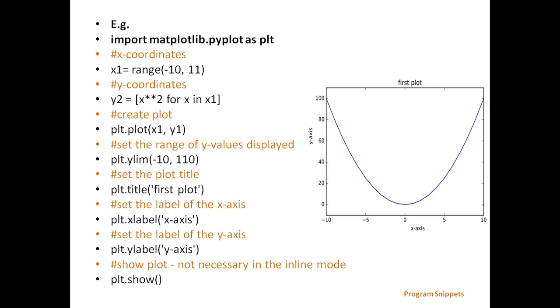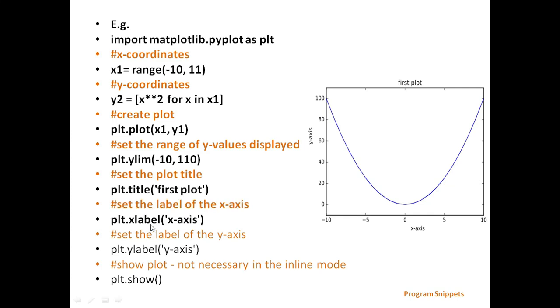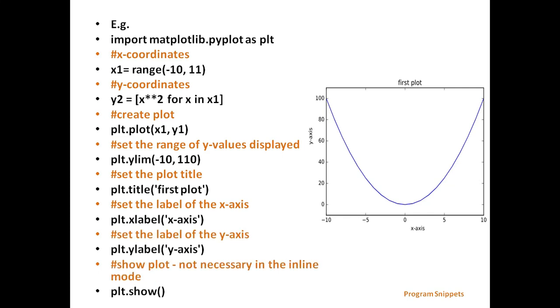Here we see an example. First we import matplotlib.pyplot as plt, then we define the range for the x coordinate as -10 to 11. Then we'll define y coordinates as x square for x in x1, and then we'll create a plot with plt.plot(x1, y1). Then we'll set the range for y values as plt.ylim(-10, 110). That is, the starting point will be -10 and the upper point is 100, since the last number is not included. Then we'll set the title as first plot. Then we'll give the x-axis label as x-axis and the y-axis label as y-axis, and we'll display the plot.